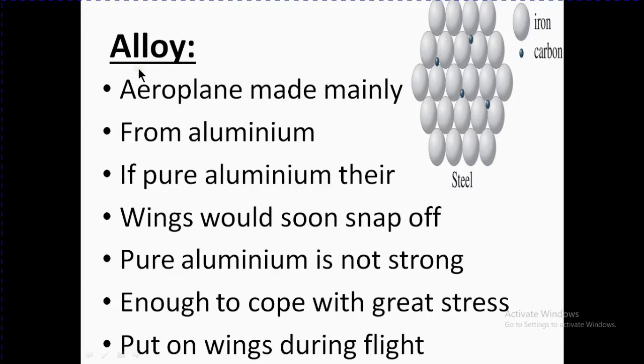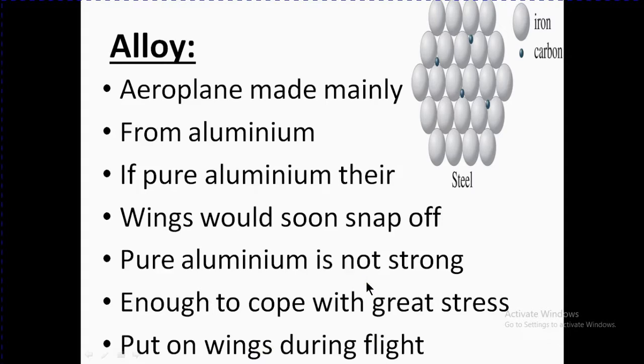Before we study the alloy, we first look at airplanes, which are made mainly from aluminium. This is a metal. If it were pure aluminium, their wings would soon snap off. It's a very good, lightweight metal, and more than 70 to 80% of aluminium is used in the formation of a plane. Pure aluminium is not strong enough to cope with the great stress put on wings during flight.